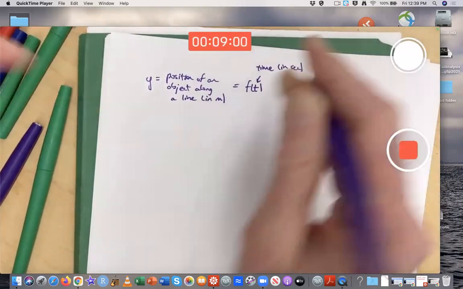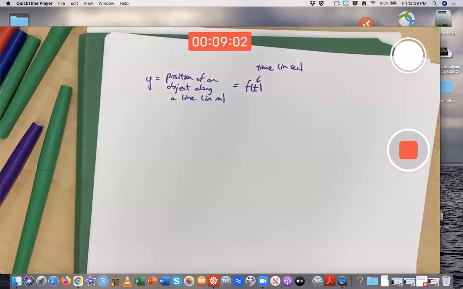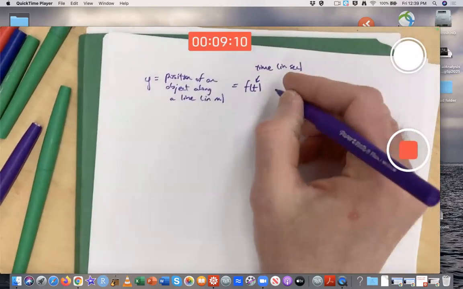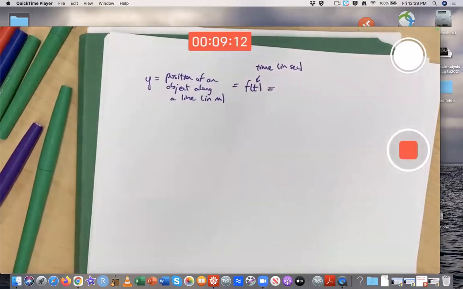But these can be different things. Y could be in miles and T could be in hours. The units you use are arbitrary, but they do affect the formula. And it might seem artificial, but it's certainly simplest to do it at first, to come up with, say, a simple formula for the position.